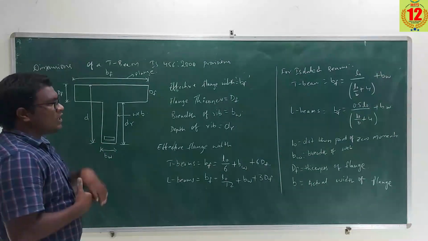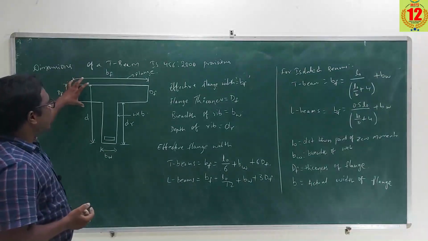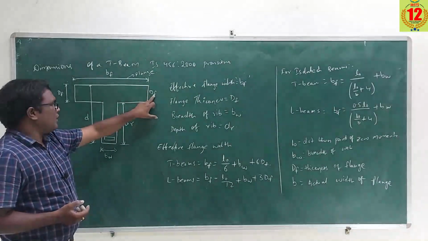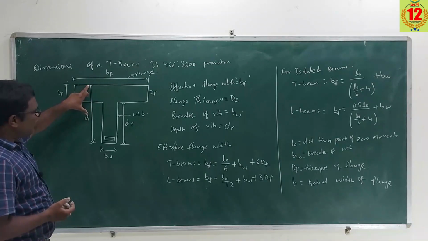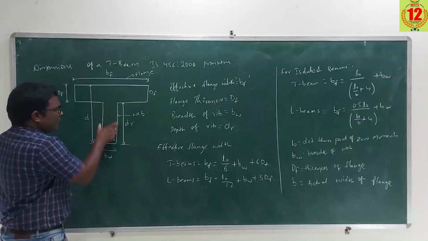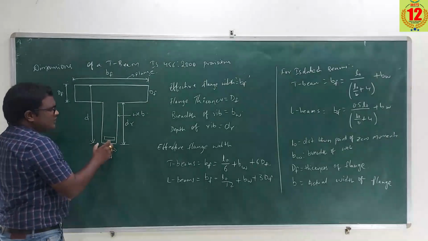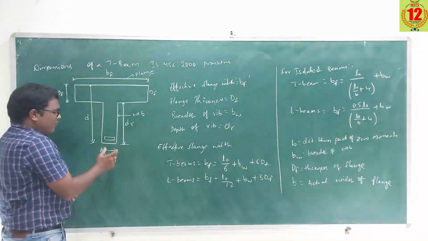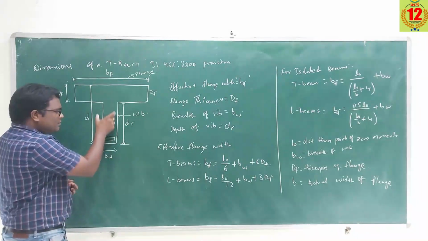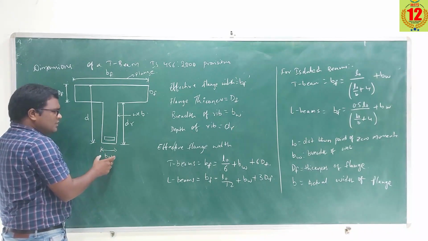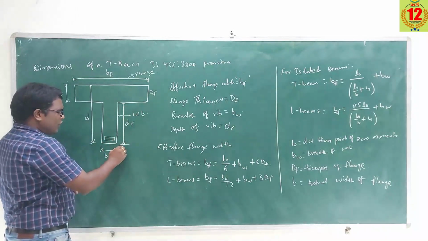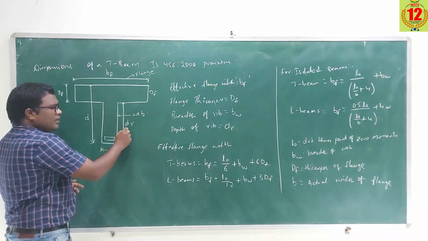Now what are the different parts of a T-beam according to IS 456:2000? The top part is called the flange, with width equal to BF and depth equal to DF. The overall depth from the top fiber to the bottom of the T-beam is D. The beam part below the flange is called the web, where the tension reinforcement is provided. The width of the web is BW, and the height from the bottom of the flange to the bottom of the web or rib is DR.